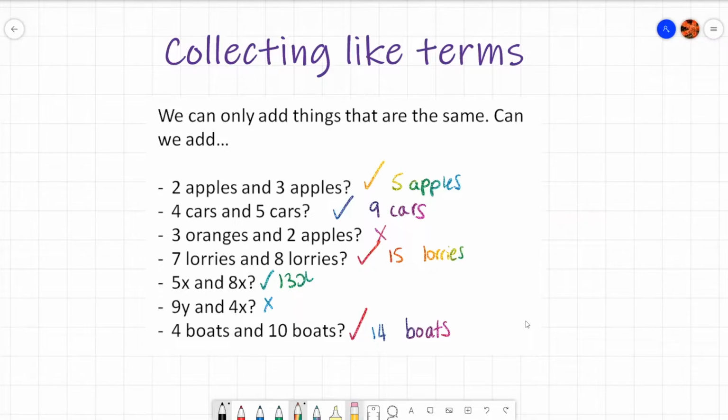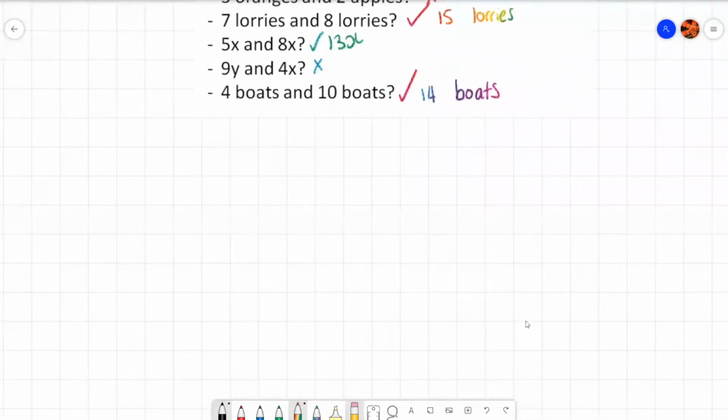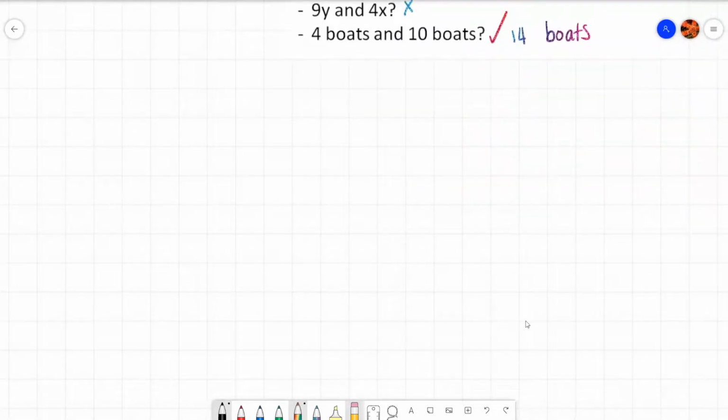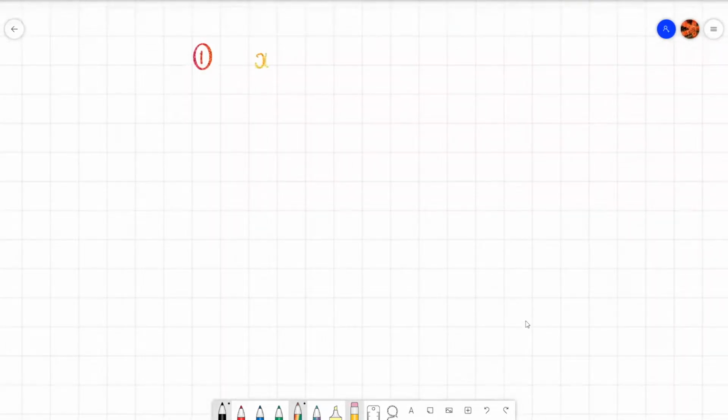Just very basic examples to start off with. Really, really basic ones. We'll do x add x. Remember in maths we don't have the number 1 in front of the letter, so that's actually 1x add 1x. So how many x's have you got altogether? You've got 2x.